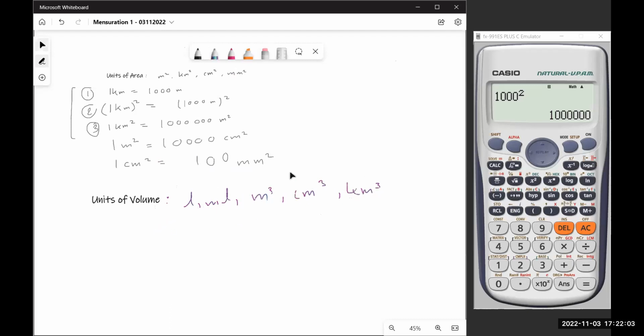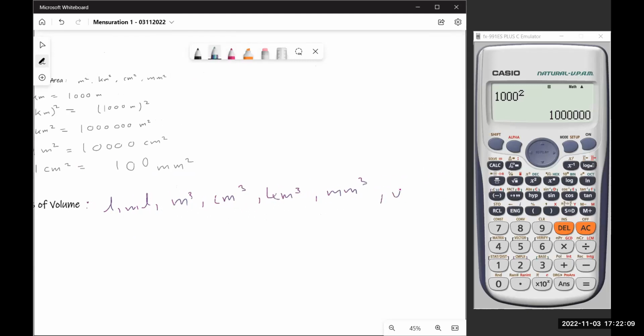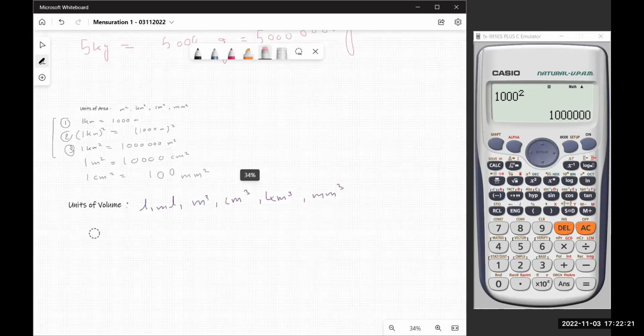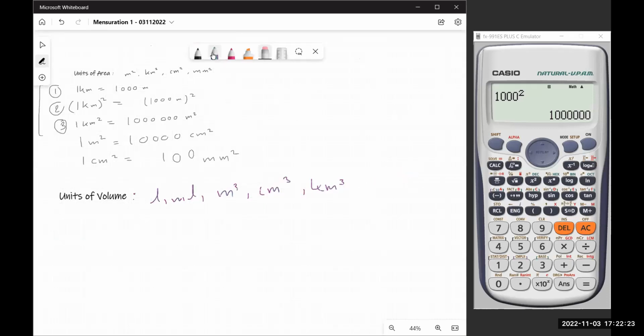Now we can also have mm cube, micrometer cube, and nanometer cube, right? You don't have these yet, but they are in physics. I'm telling you, micrometer and nanometer are there in physics. You will have to do this later, perhaps. Right now, we just have to understand how this works.